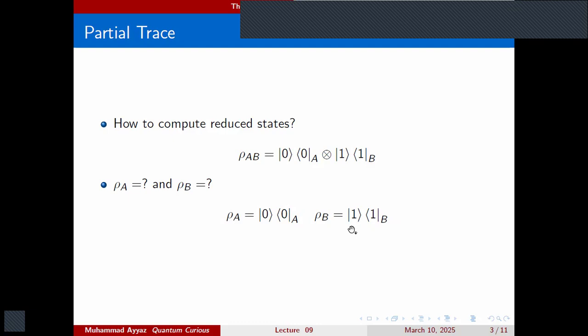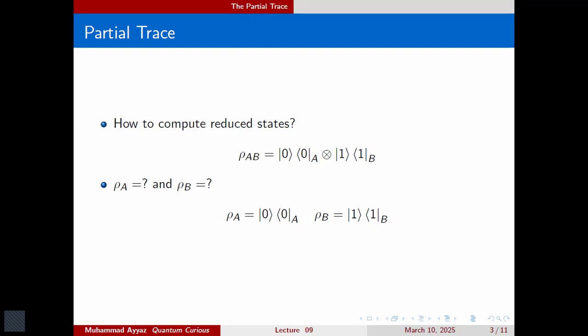In this example, we can easily find the state of the subsystem by just looking at it, because this joint state is in the form of a separable state. But as we move on in the later slides of this video or lecture, we will see that as the joint state gets complex, the mechanism to obtain the reduced states gets more complex, and it can be simplified by using the concept of the partial trace. So let's see another example.